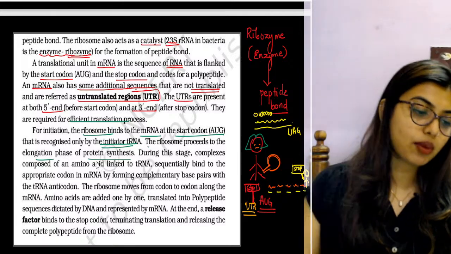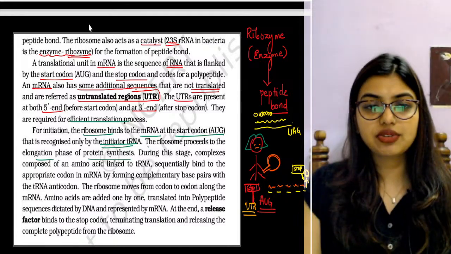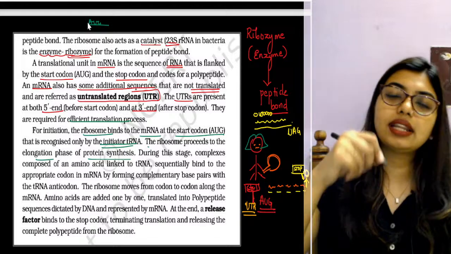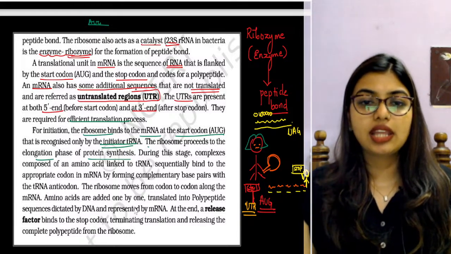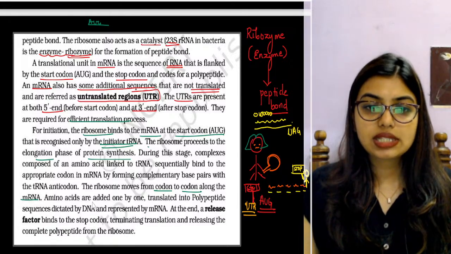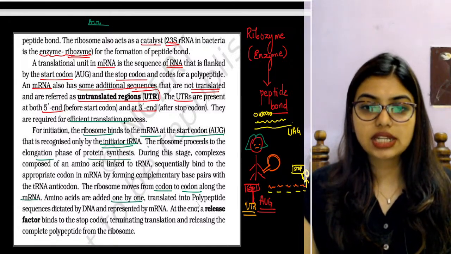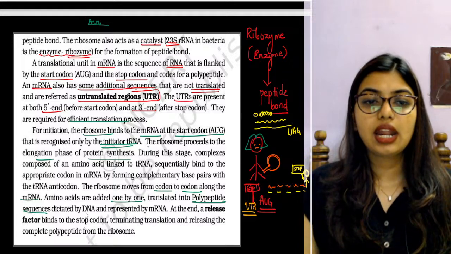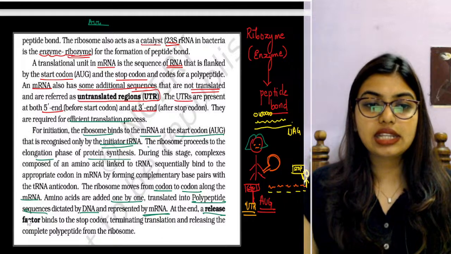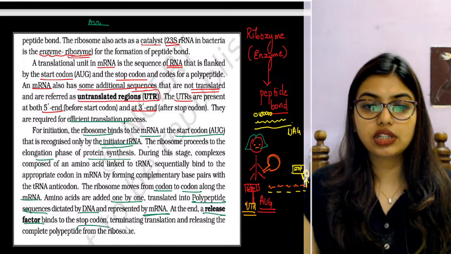I don't know why they have complicated it. It's very simple. They are trying to say that as and when you form, your anticodons will be formed and later you will keep adding your polypeptide chain. The ribosome moves from codon to codon along the mRNA. Amino acids are added one by one, translated into a polypeptide sequence dictated by DNA and represented by the mRNA. At the end, a release factor binds to the stop codon, terminating translation, releasing the complete polypeptide chain.